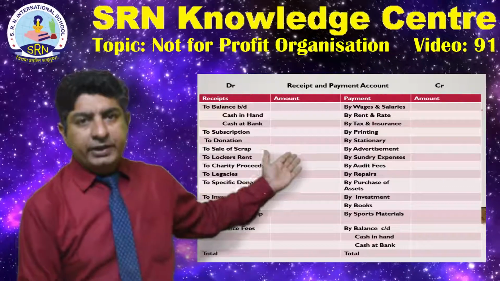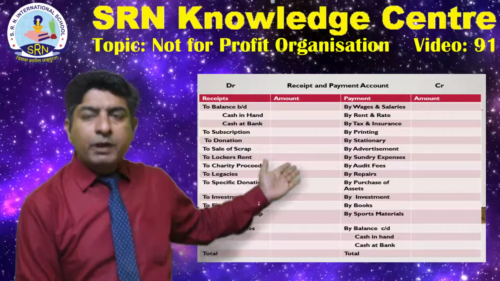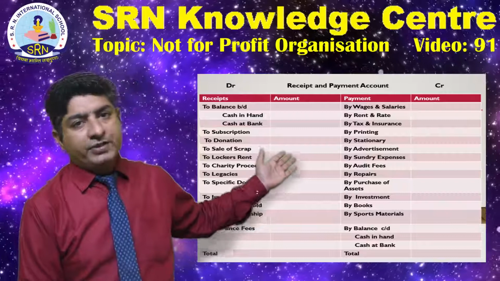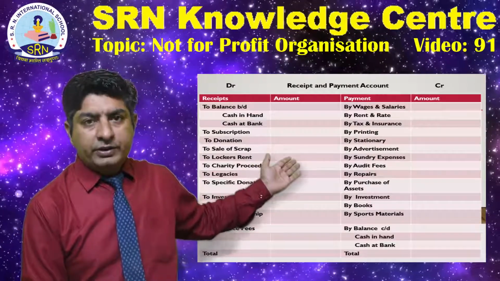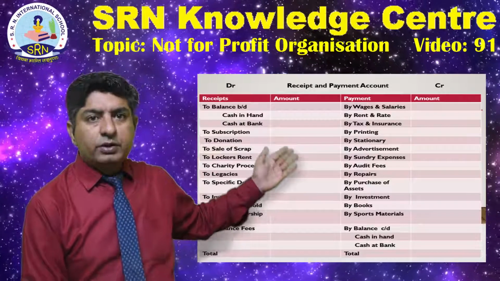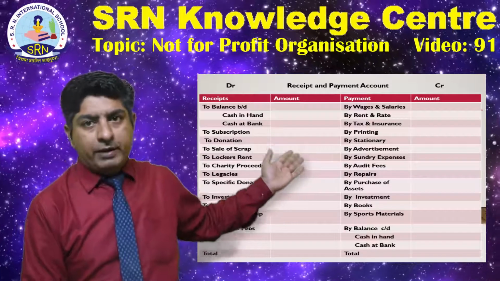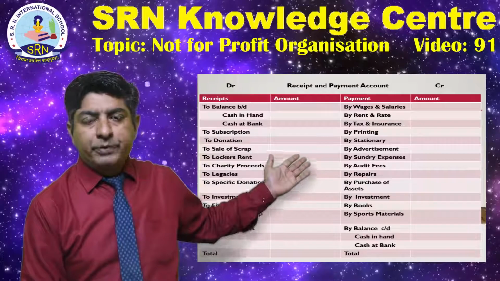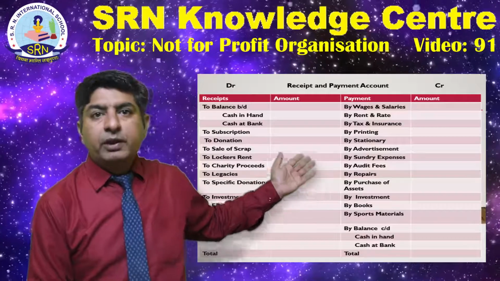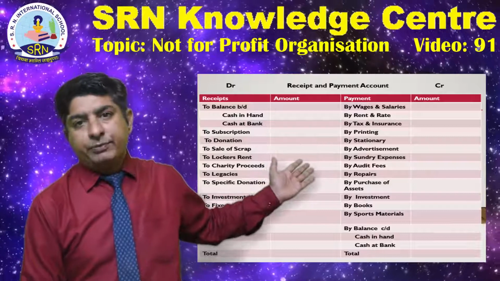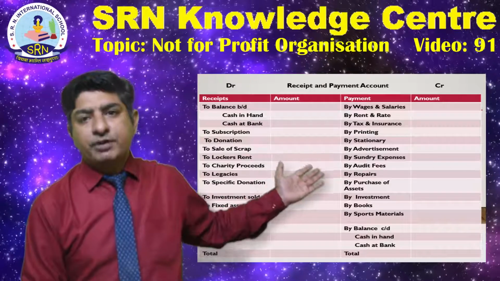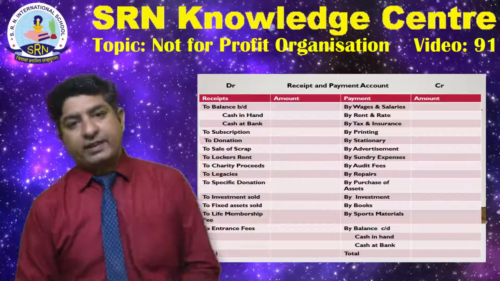The debit side is the receipt side. It begins with the opening balance of cash in hand and cash at bank. On the debit side, it records all types of receipts like subscription, general donation, sale of scrap, lockers rent, proceeds from charity show, legacy, specific donation, sale of investment, sale of assets, life membership fees, entrance fees, etc.